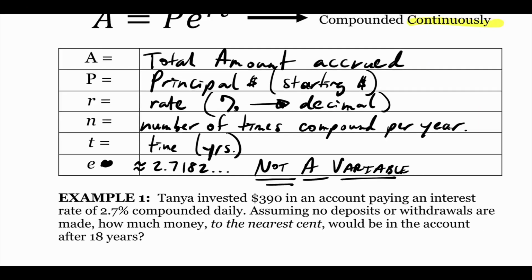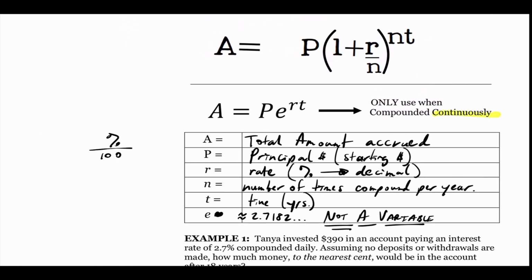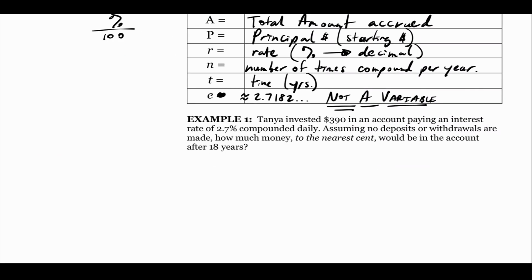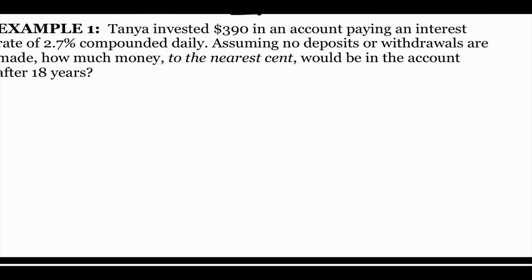All right, so that's what everything stands for. So which one will we use? It just depends on the question. If it says continuously, we use the second one. If it says compounded yearly, monthly, daily, quarterly, we use the top one. All right, so let's look at number one.